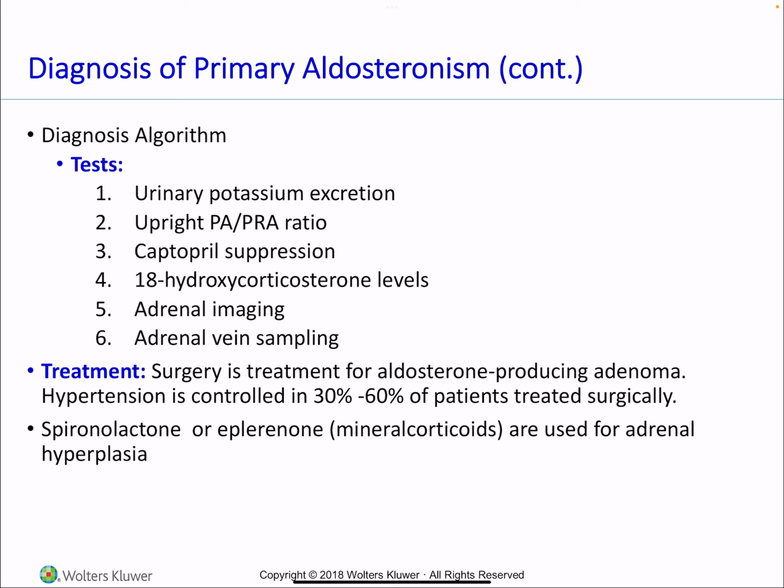Spironolactone or eplerenone are mineralocorticoid antagonists that are used for the adrenal hyperplasia condition.